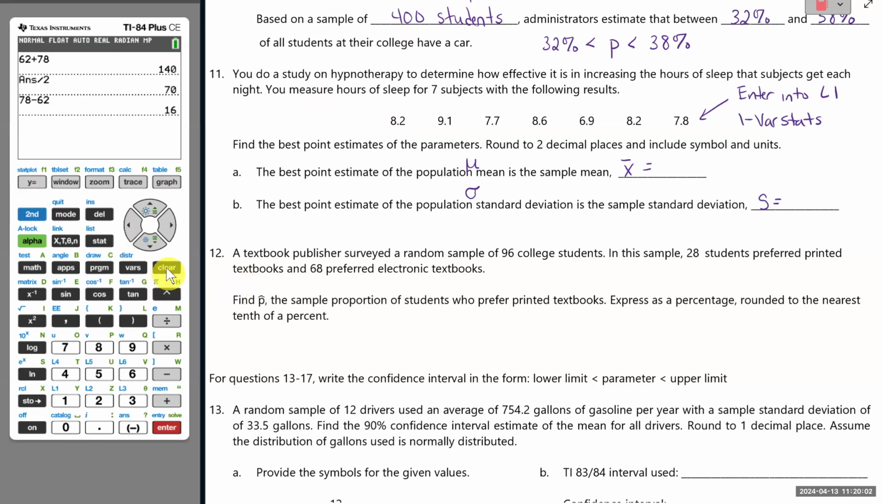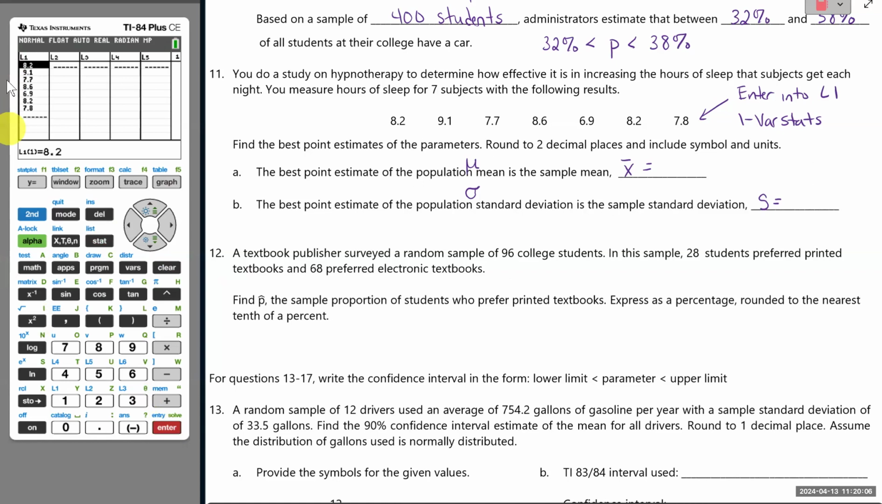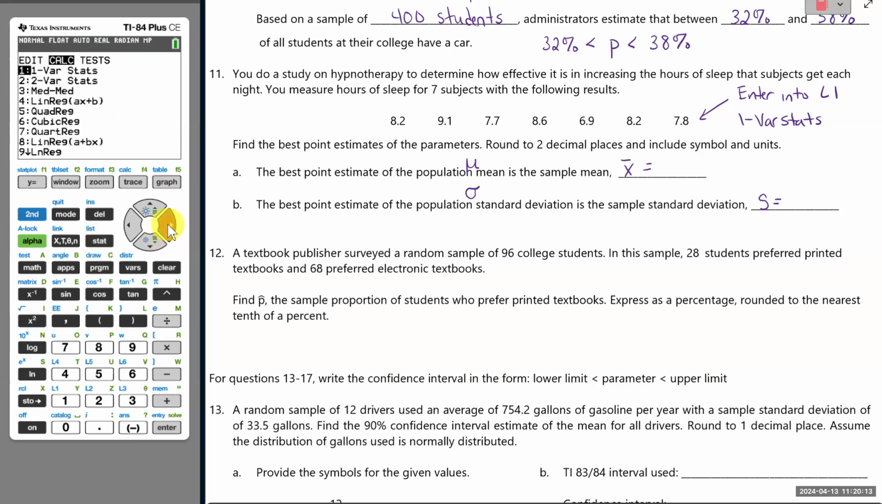So if you want to pause for a moment and get that data in, I've done that already. So data in L1, and then we'll do stat, calculate, first choice, one bar stats. So that's on the home screen. And if your data is in L1, you can just hit enter. And the directions are around to 2 places.